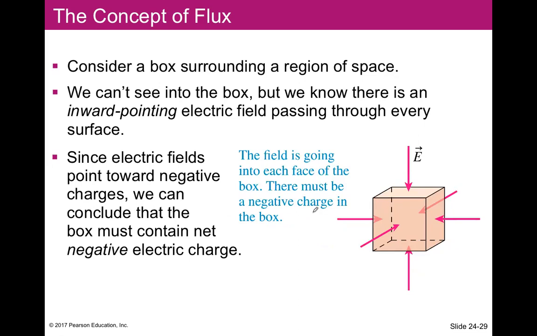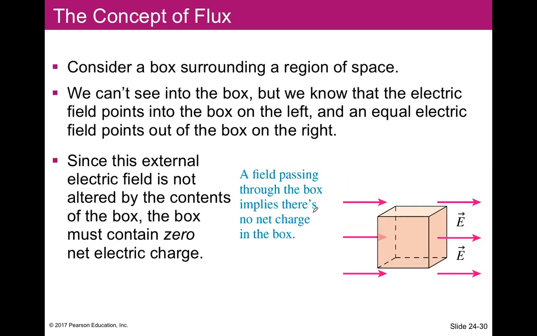So that's the opposite case. When you see there are field lines going in, you know there must be some negative charges inside. Now consider a box surrounding a region of space. We can't see into the box, but we see a lot of field lines going in from one side and then going out at another side.